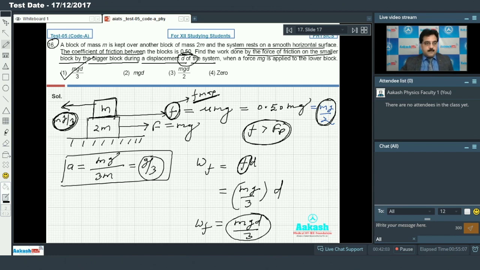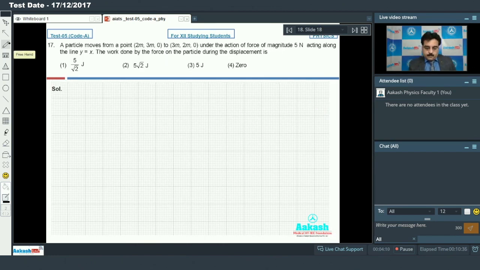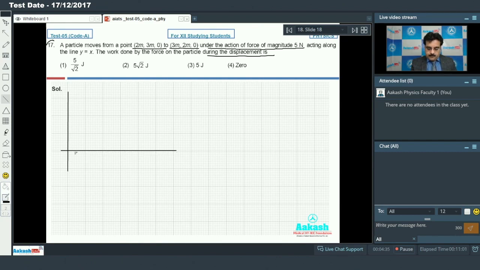Let's move on to question number 17. In this question, a particle moves from the point (2, 3, 0) to (3, 2, 0) under the action of a force of 5 Newton acting along the line y equals x. Find the work done by the force on the particle during this displacement. So first I am going to take the situation of the force.